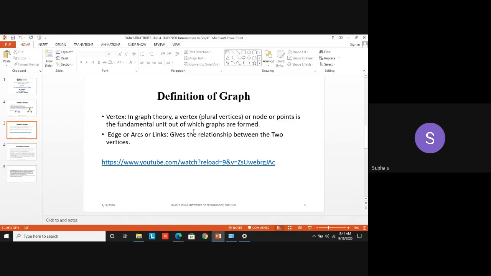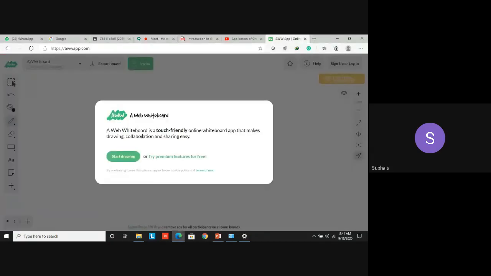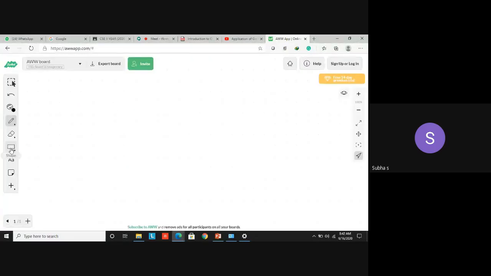Vertex, its plural name is called as vertices, otherwise called as node. It is the fundamental unit by which we are forming the graph. Yes. Then edge, that edge can also be called as what? Arc or link. It gives the relationship between the two vertices. Okay. So just I will draw in a simple board.